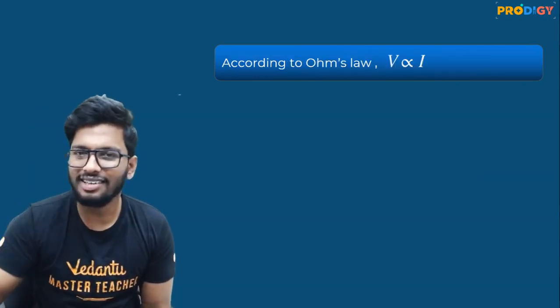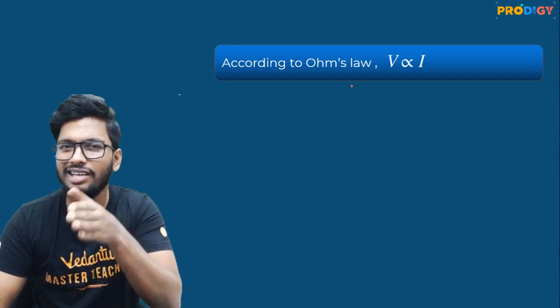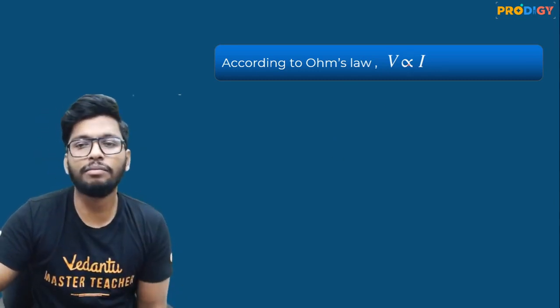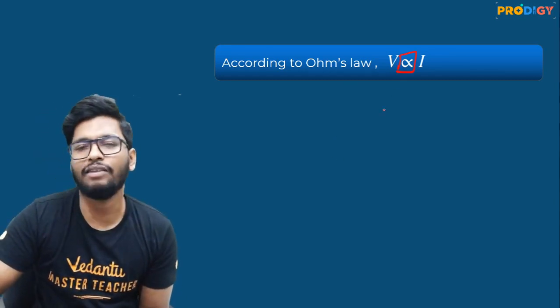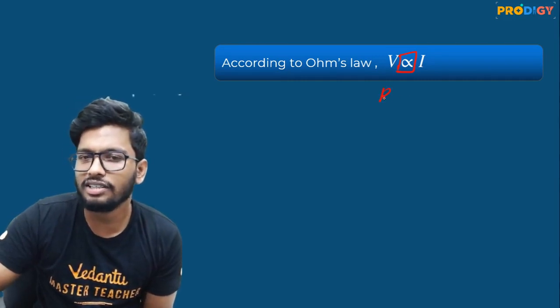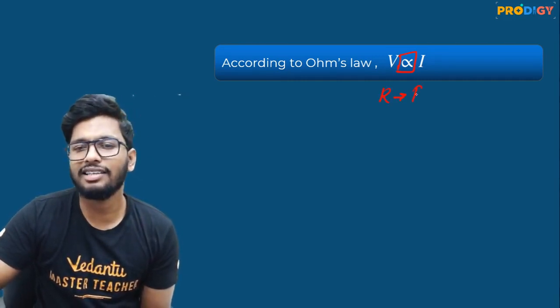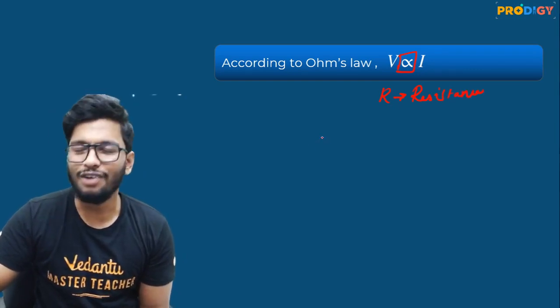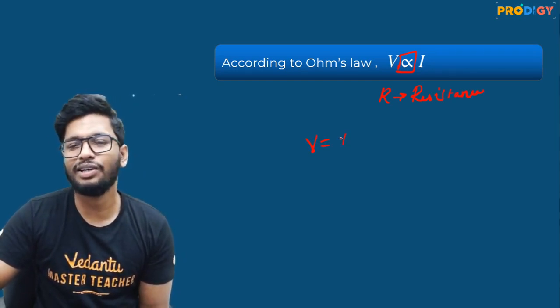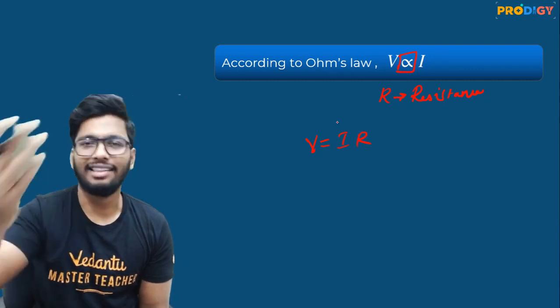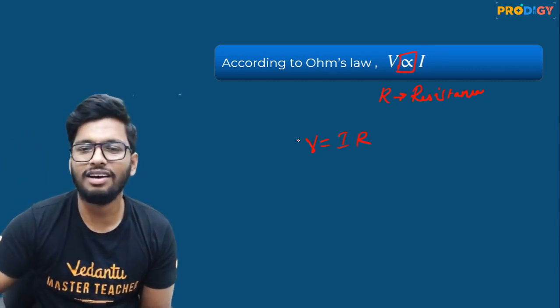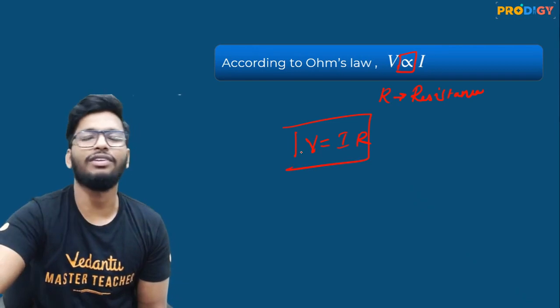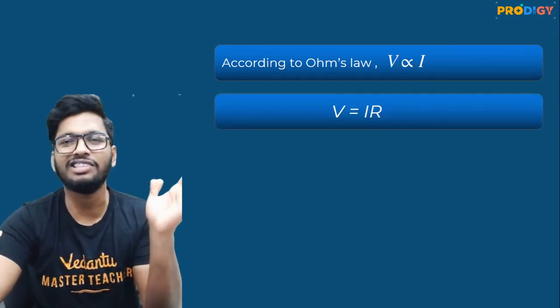So this is how you write it mathematically. V is directly proportional to I. In order to remove this proportionality sign, we introduce a constant called R. Now this R is nothing but our very own resistance. So the formula then becomes V is equal to I into R, and that, my friends, is the formula for your beautiful Ohm's law. That's all. V is equal to I into R.